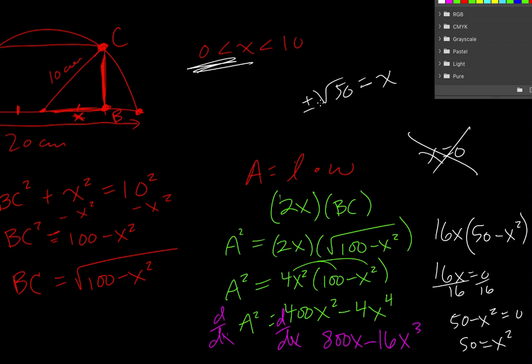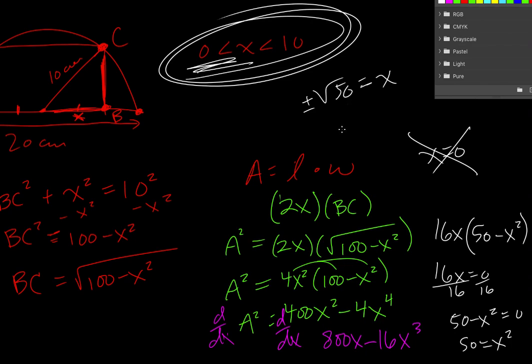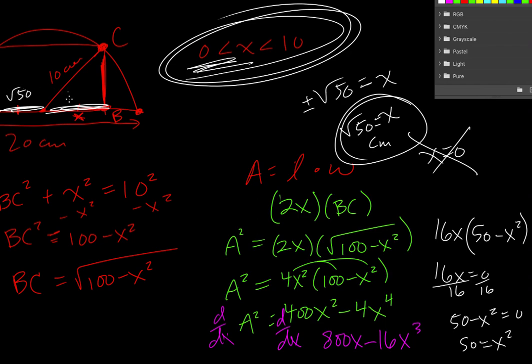And that's plus or minus, but obviously the minus doesn't make sense, and so we can throw that out because it's not within this. And so our answer is x equals square root of 50, and that's measured in centimeters. And so what that means is the rectangle can be 2 times square root of 50 centimeters long, because that's square root of 50 on each side. So the length is 2 square root of 50.